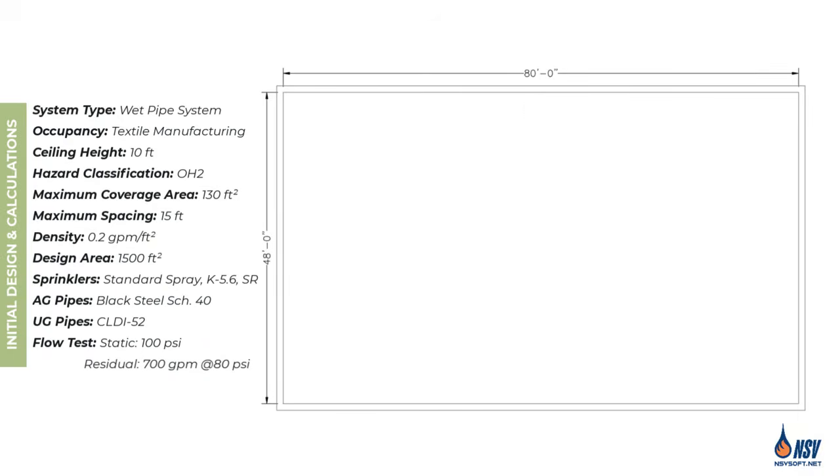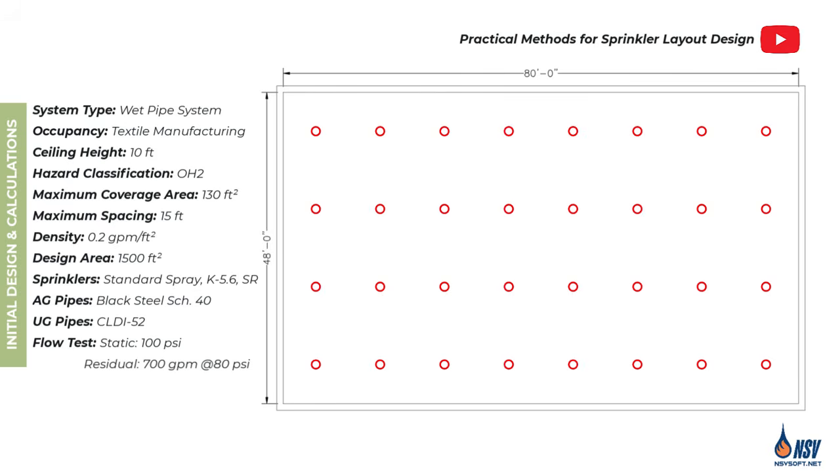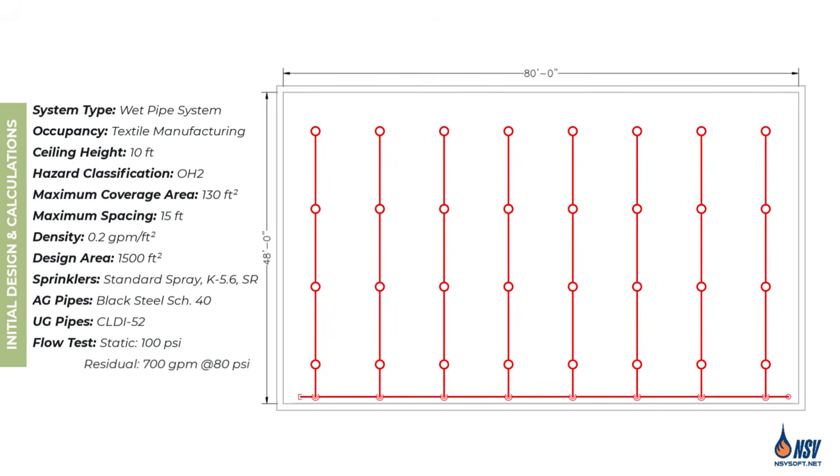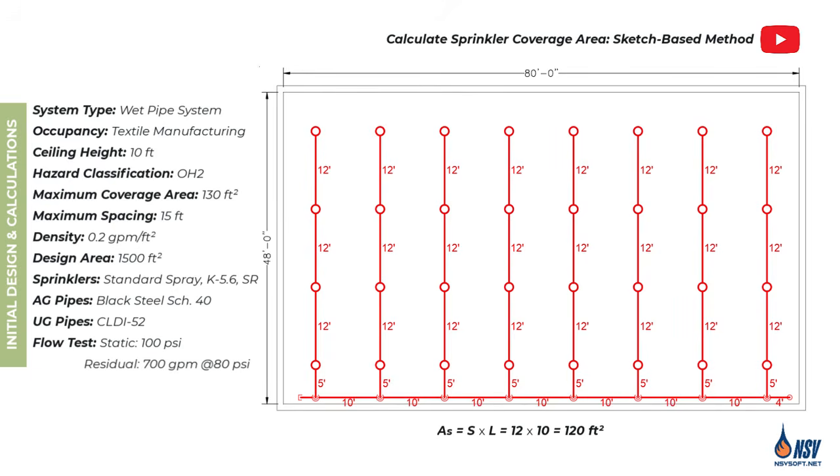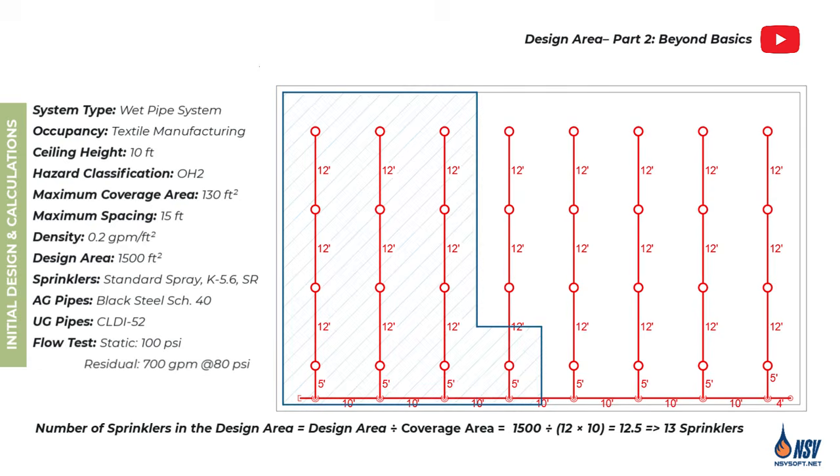We begin designing the sprinkler system by locating the sprinklers. In this example, we select a tree piping configuration. The sprinklers and branch lines are assumed to be at the same elevation, connected to the cross main through a 1-foot riser nipple. Based on the sprinkler layout, the spacing between sprinklers is 12 feet, and the spacing between branch lines is 10 feet. Therefore, the coverage area of each sprinkler is 120 square feet. The design area includes 13 sprinklers as shown in the figure.